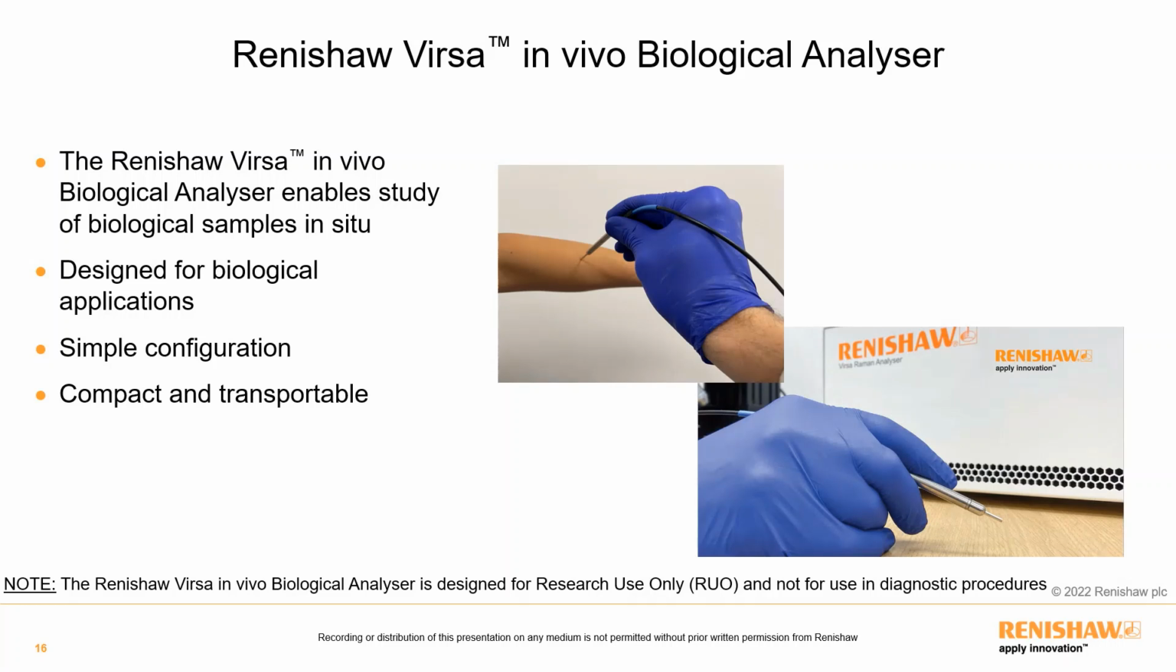Next, we have the Renishaw Virsa in vivo biological analyzer, which enables the study of biological samples in situ. It is compact and portable, meaning it can be moved between multiple sites with ease for measurements to be performed at multiple locations. Its internal components are fixed, so the signal is unaffected by movement of the fibre. Its compact configuration makes it easy to use, while its high performance makes it an optimal candidate for use in disease detection. All of its materials are biocompatible and sterilizable, making it ideal for use on biological samples.